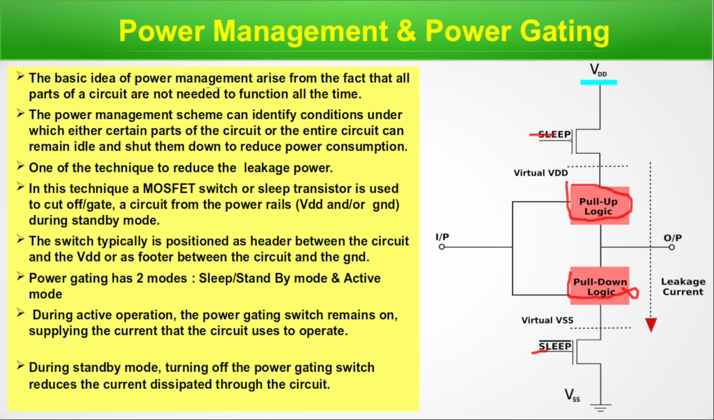The basic idea of power management arises from the fact that all parts of a circuit are not needed to function all the time. This is the basic idea for power management. The power management scheme can identify conditions under which either certain parts of the circuit or the entire circuit can remain idle and shut them down to reduce power consumption. I have already mentioned the basic theory behind power gating in our last episode on power optimization. At the domestic level, if we are not working in any room in our house, we usually switch off the fan, light and other electrical appliances for power saving. The same strategy is applied in power gating.